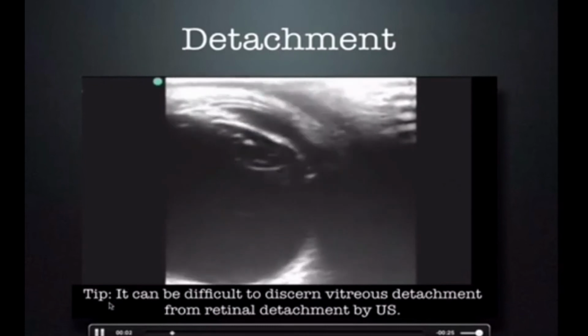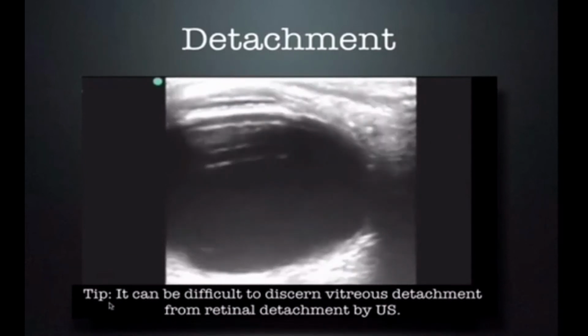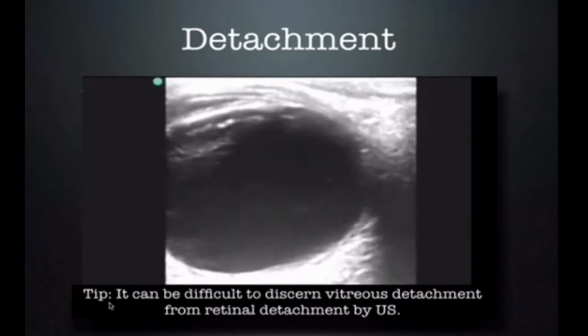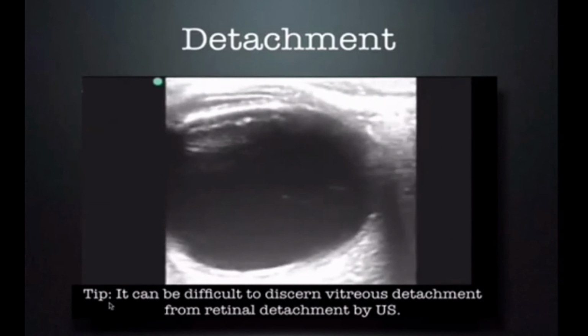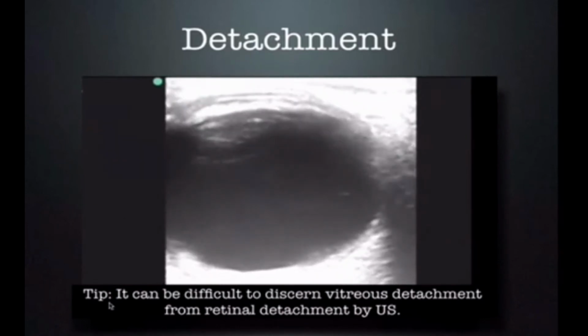So if you suspect a retinal detachment and you don't see anything that's abnormal, be very conservative in calling it a vitreous detachment, because a retinal detachment is an emergency, whereas a vitreous detachment is not.